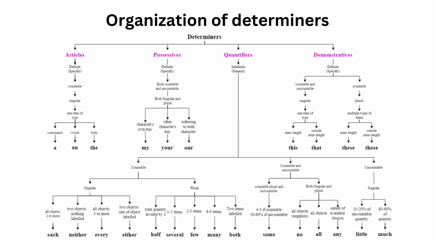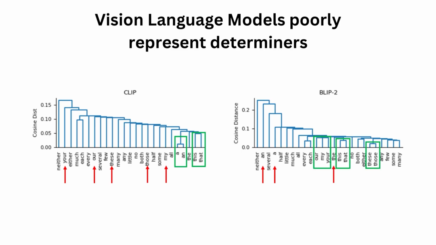We have created an organization of determiners, as can be seen in this chart. If vision language models learn determiners well, they should be able to capture the organization effectively. However, a current analysis of text encoders of vision language models, which were pre-trained on existing datasets, show that they fail to understand the semantic organization of determiners. The green boxes indicate determiners which the text encoder was able to learn the correct organization, while the red arrows show those that could not be learned. Taking CLIP as an example, CLIP is unable to identify the categorization of demonstratives such as the words these and those, as well as possessives my and your.